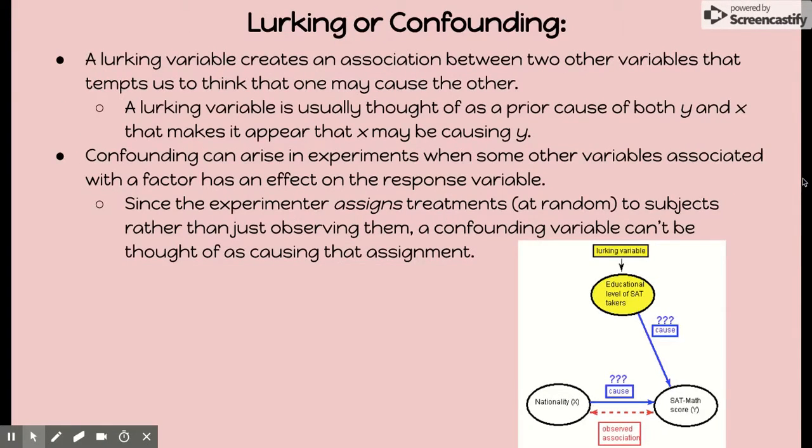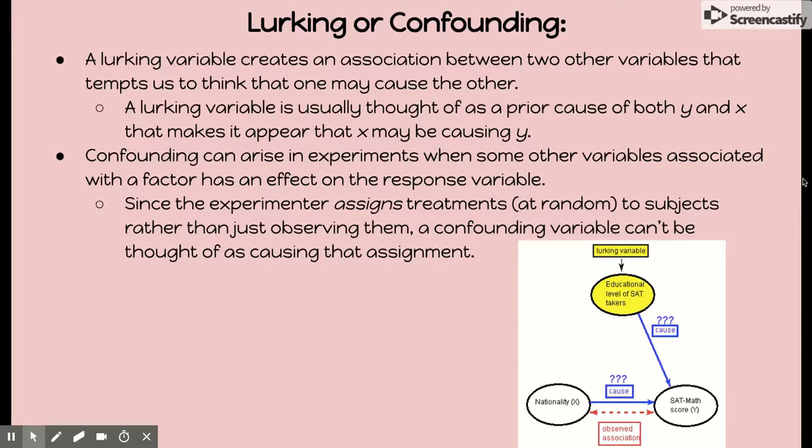On the AP exam, they just combine lurking and confounding variables, but for the video's purpose, I'm going to go ahead and explain what a lurking variable is, though it's very similar to a confounding variable. A lurking variable creates an association between two other variables that tempts us to think that one may cause the other. This can happen in a regression analysis or in an observational study. A lurking variable is usually thought of as a prior cause of both y and x that makes it appear that x may be causing y, but in reality it is not.